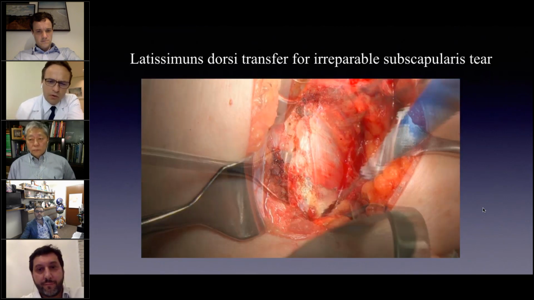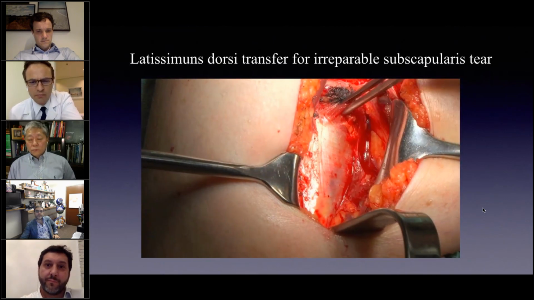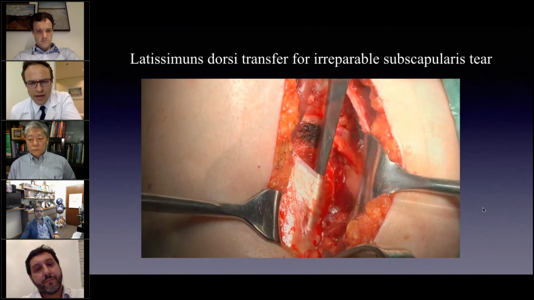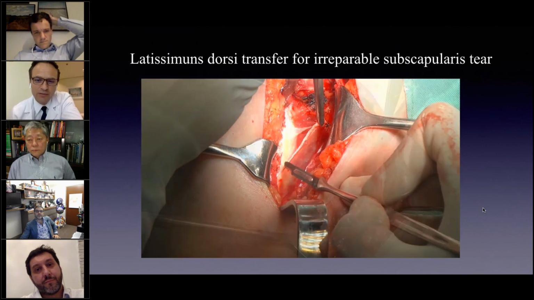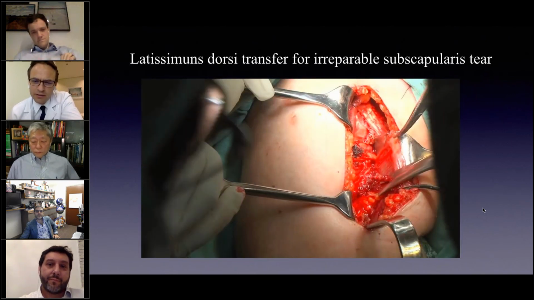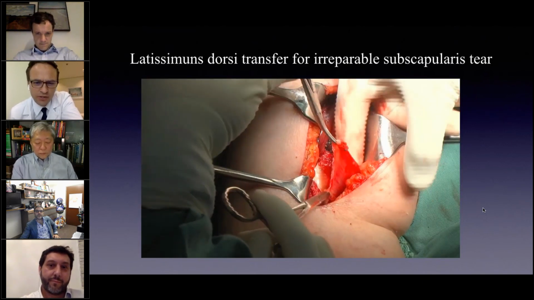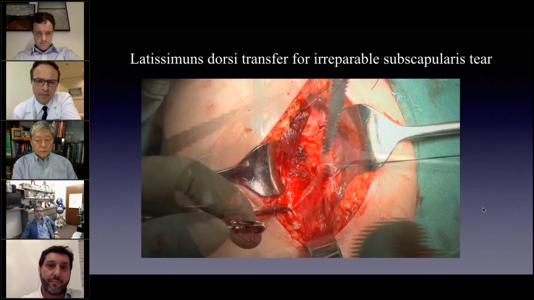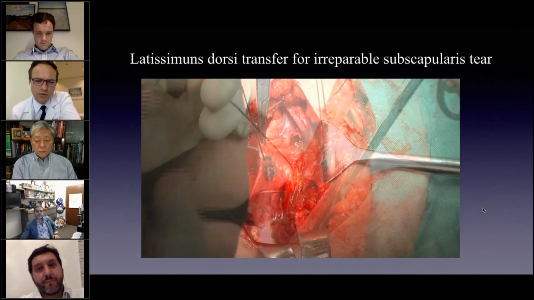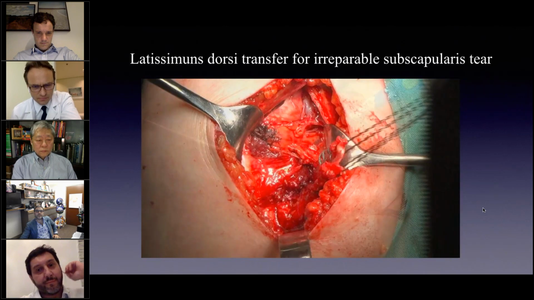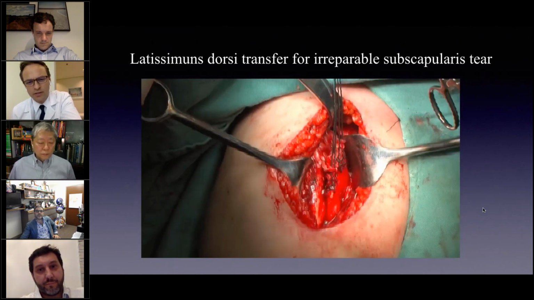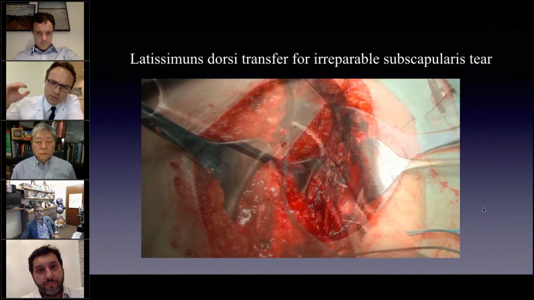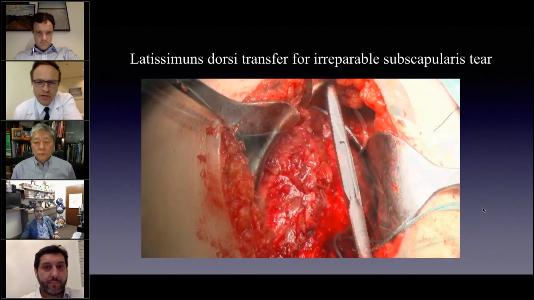We do a small tenotomy of pec major. We have to detach lat dorsal from teres major. Sometimes they are almost like a conjoint tendon. This is a very important step. We put 2 Krakow stitches, prepare the bone bed on the lesser tuberosity, and our goal is going upward almost to the greater tuberosity.